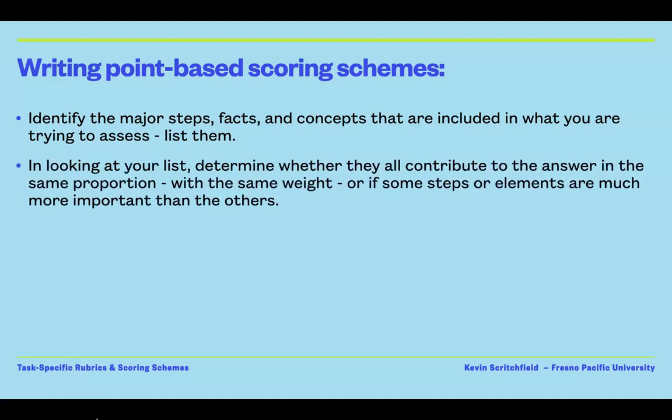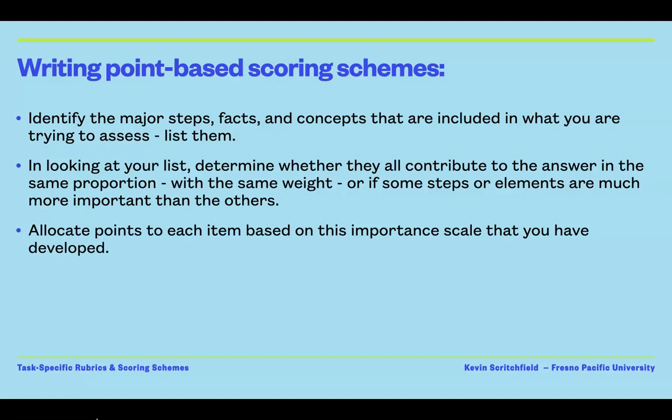In looking at your list, determine whether they all contribute to the answer in the same proportion or not, with the same weight. Maybe there are just some minor facts that you're looking for, some minor steps to set up the problem in the first place, but then the major steps are a couple in the middle, or if some steps and elements are much more important than the others. You're going to develop that point value based on how important each piece is in the overall solution, and build your scoring scheme based on that.